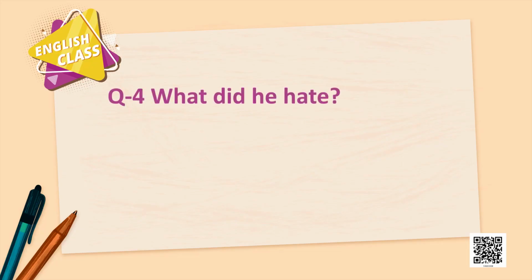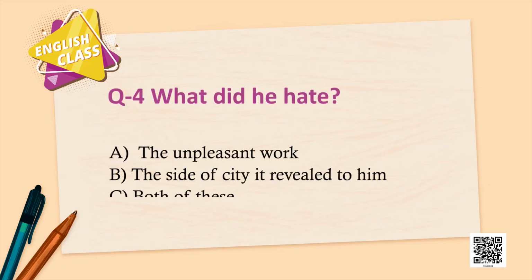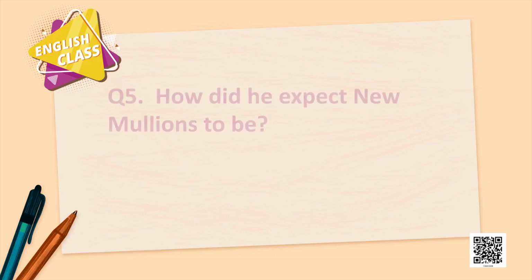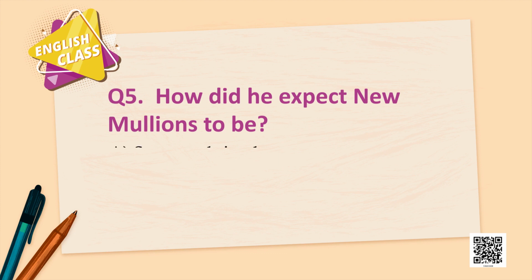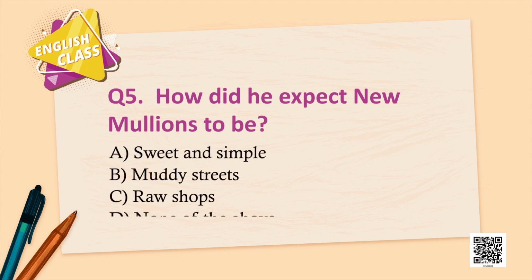What did he hate? The unpleasant work, the side of the city it revealed to him, both of them or none of the above? Both of them. Very well said. He used to hate the unpleasant work and side of the city it revealed to him. Question number 5. How did he expect New Mullion to be? Sweet and simple, muddy street, raw shops, or none of the above? Sweet and simple. Right. Question number 6.